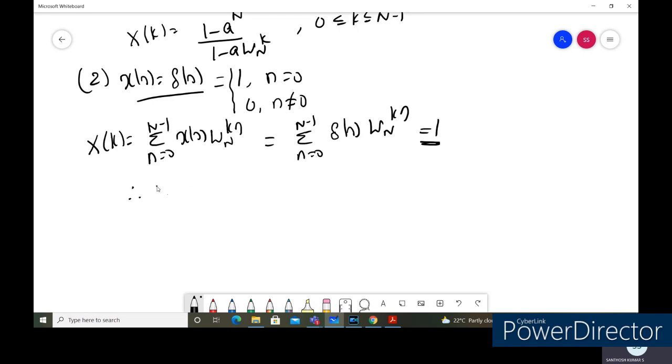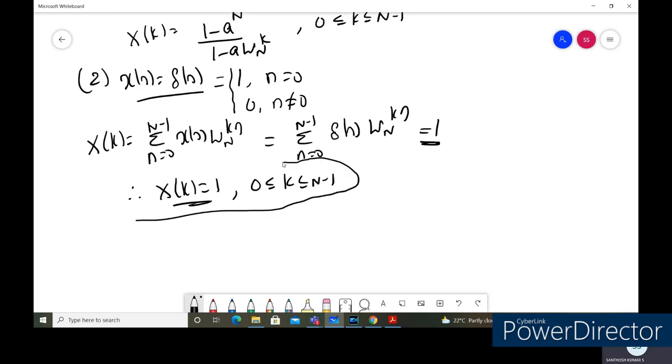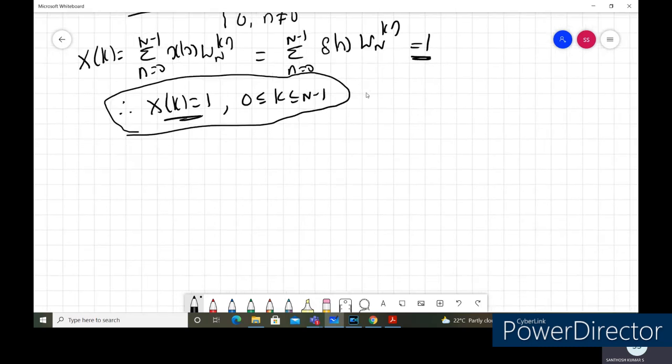So therefore we can say the value of X of k is equal to 1 for x of n equal to delta of n. Here k can take the value from 0 to N minus 1. So this is the DFT of the impulse function, that is, x of n taking the value delta of n.